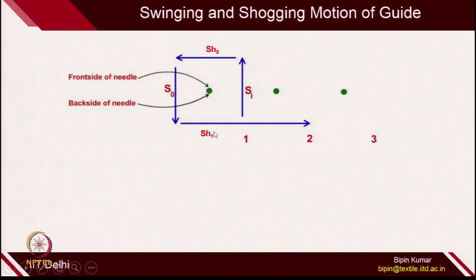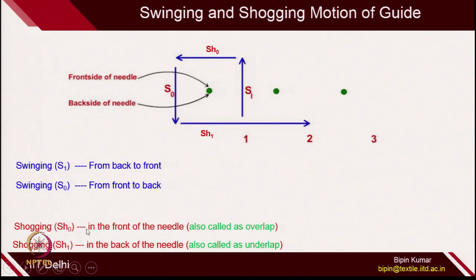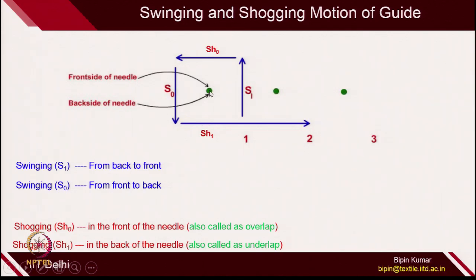Let us suppose you want to create a course. Here you are starting from the first position shown here. First swinging, then shogging on the front side, then swinging and then shogging on the back side. Swinging from back to front, swinging from front to back. Shogging in the front of the needle is called overlap, and shogging on the back side of the needle is called underlap. The diagram shows that one loop is being formed by one guide bar interacting with this needle. After its interactions, the guide reaches this position.